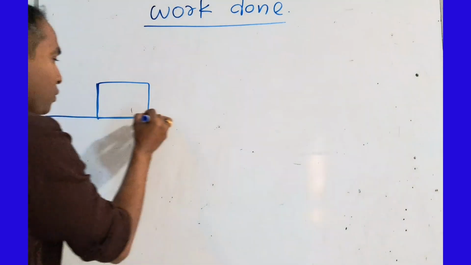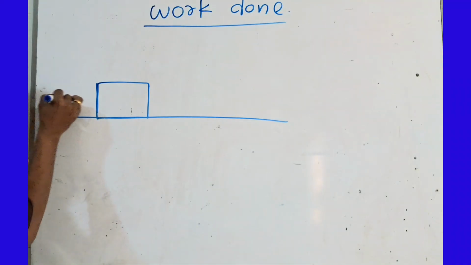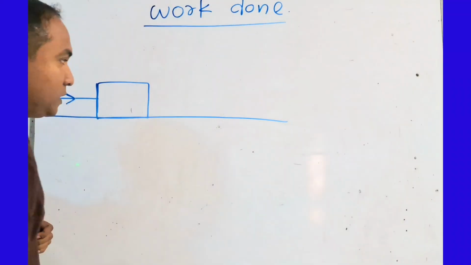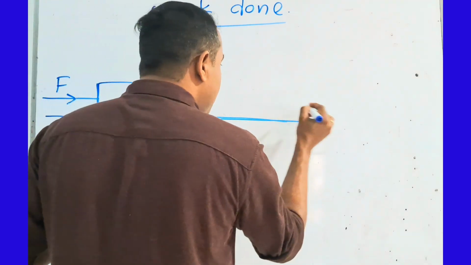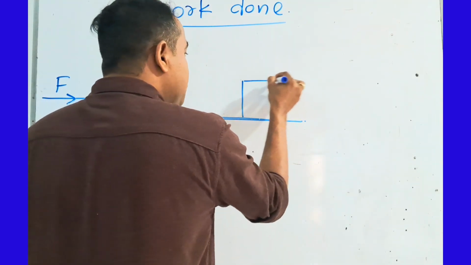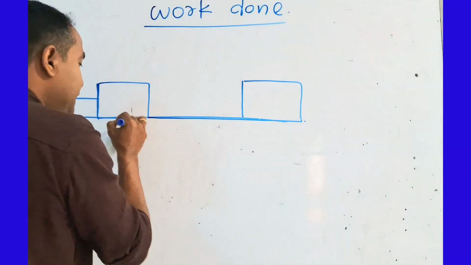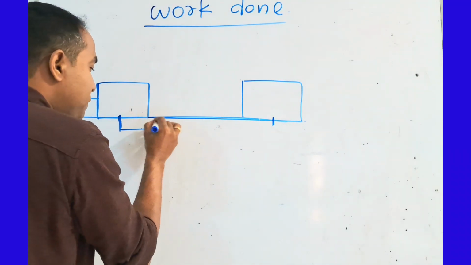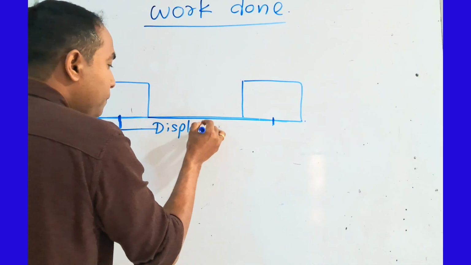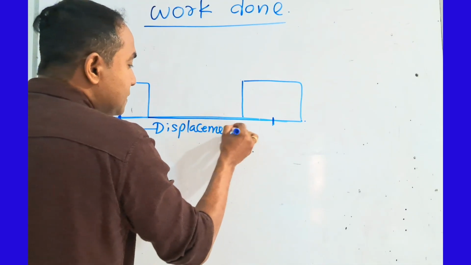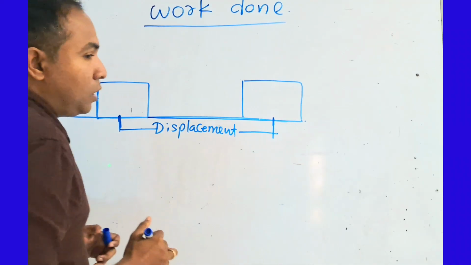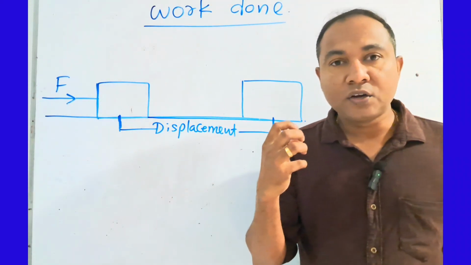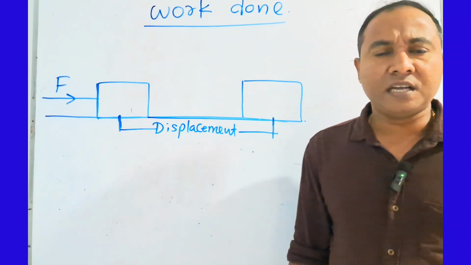Then force is applied on this object. Due to the force applied on this object, think about this object being moved, or displaced, from this place to another place. This is the displacement of the object due to the application of the force. So what is the work done?